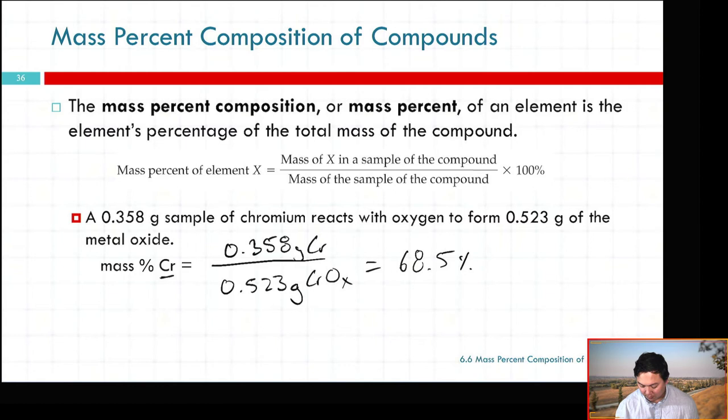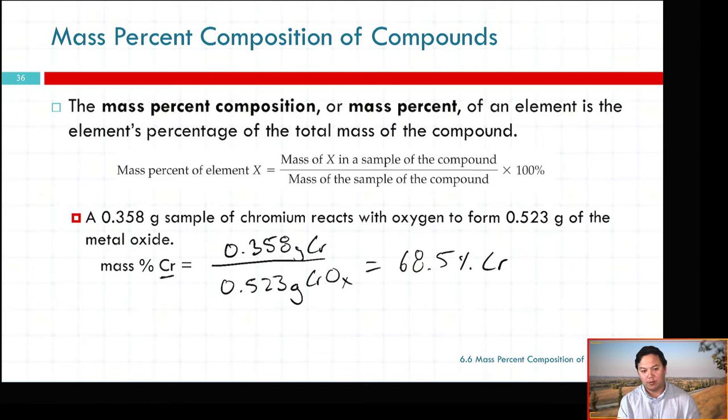So, very simply, the mass percent is the mass of the individual element divided by the mass of the compound. There are other questions like this, definitely, I think in the pre-lab. If it says it reacts with oxygen, then it's reacting with oxygen. If it doesn't say it's reacting with oxygen and just reacts with something like sulfur, for example, don't assume that oxygen is involved. It would be chromium here reacting with sulfur.